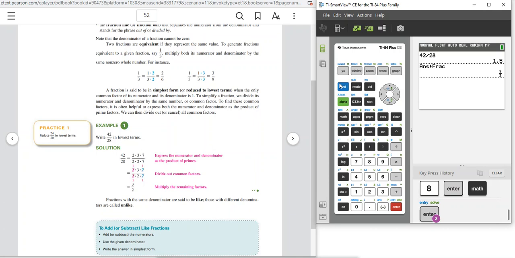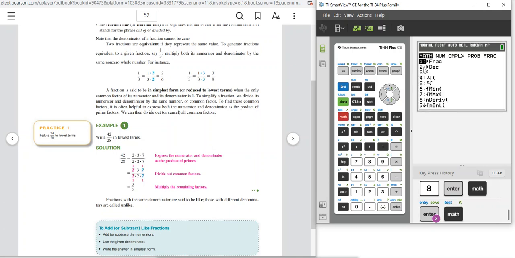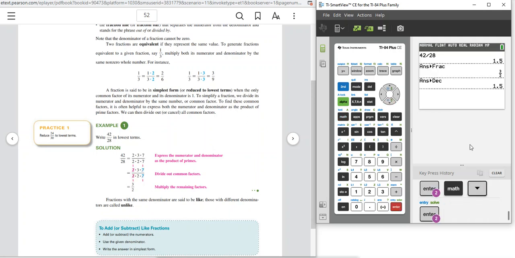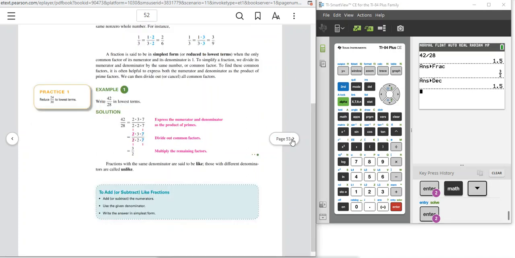And if you have a fraction, let's go into math and say convert it to a decimal. Whoops, let's go down to convert it to a decimal. And then it converts it back over. So it seems like we can go pretty easily back and forth from fractions to decimals.